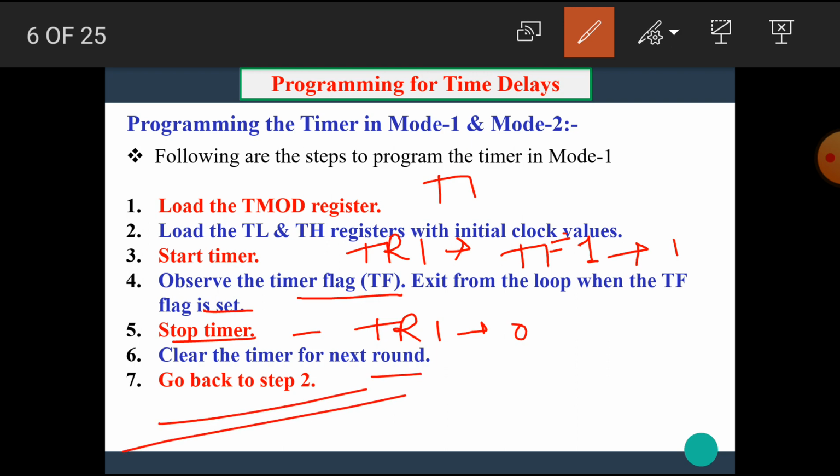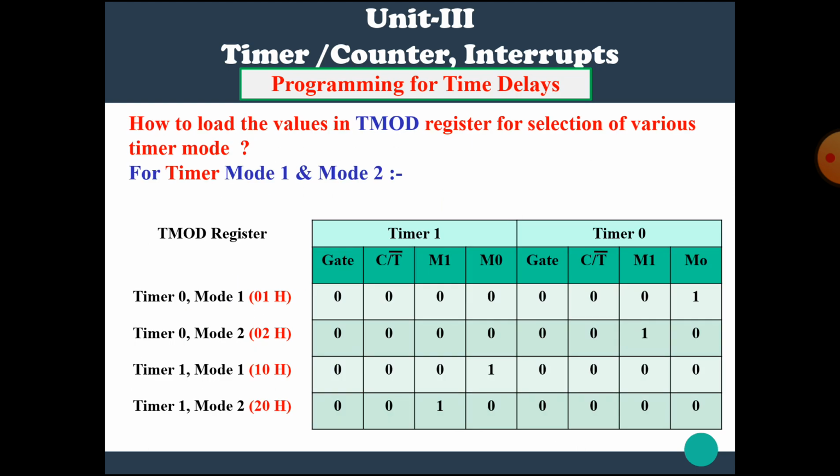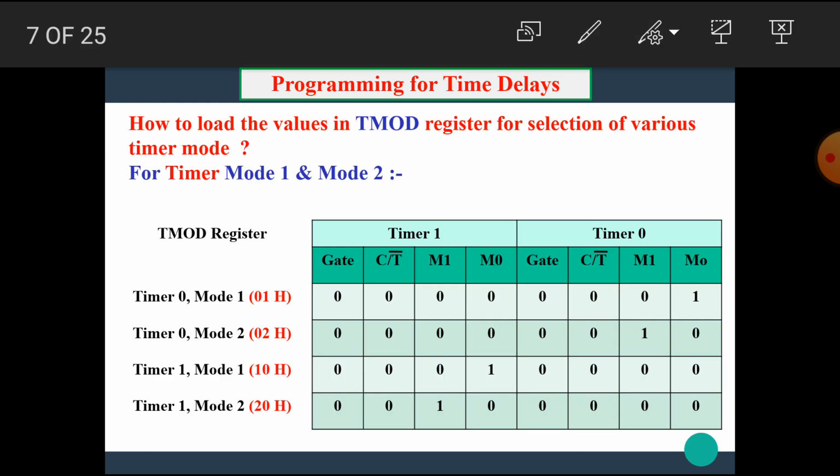Then go back to step two. I hope you all understand the steps used for programming in timer mode 1 and timer mode 2. Let's see some important questions here. How to load the values in the TMOD register for selection of various timer modes. Here we are going to see only timer mode 1 and timer mode 2.